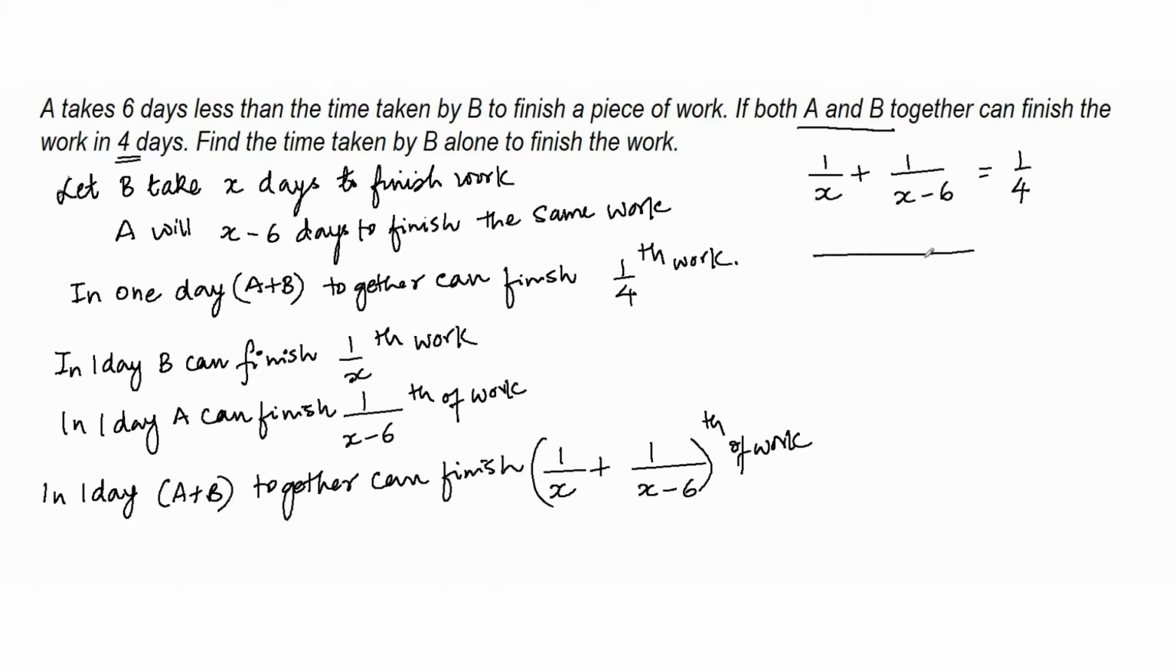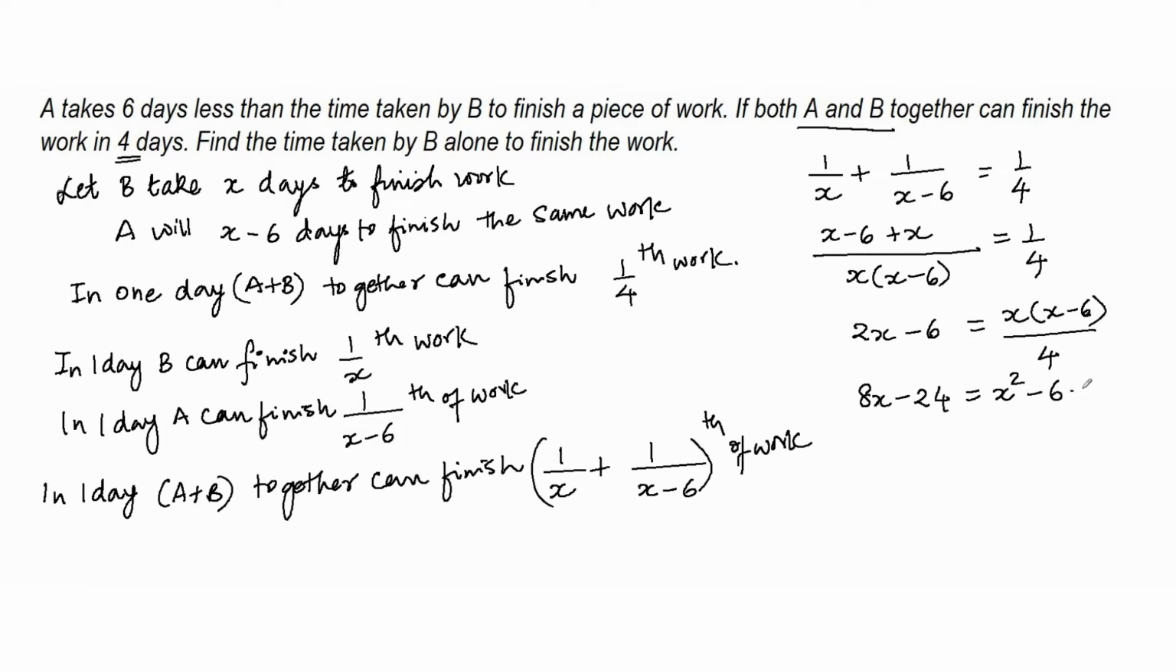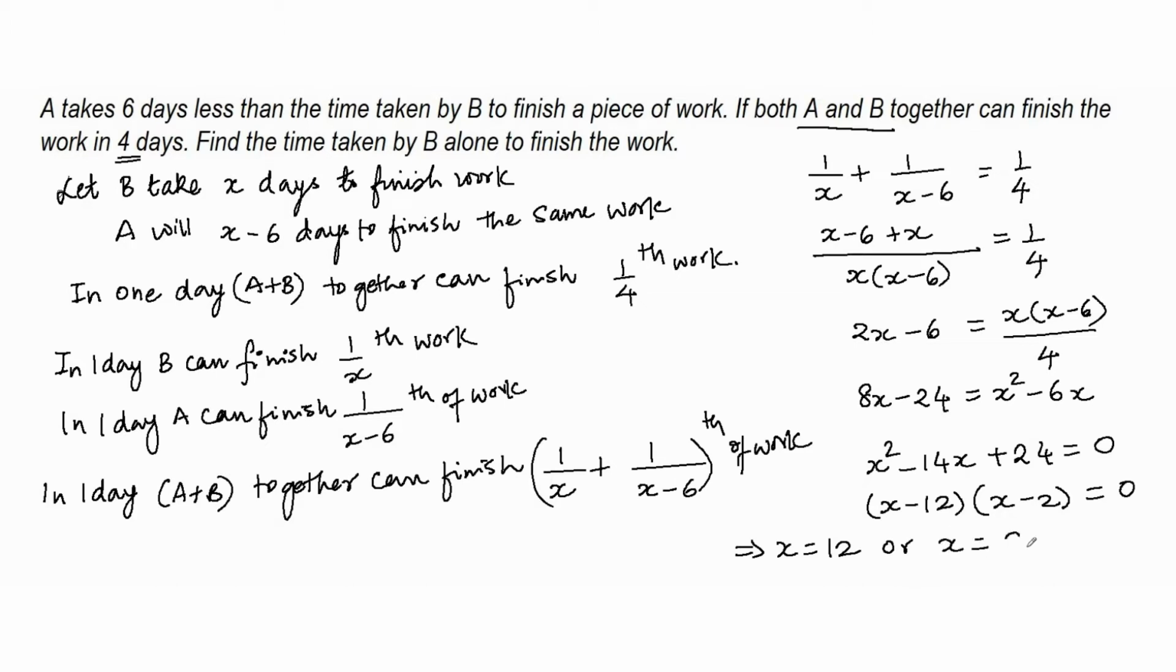Now I can take the LCM of x and x minus 6. It is x into x minus 6, and I can add the numerators as follows, is equal to 1/4, which means (2x minus 6) divided by x(x minus 6) equals 1/4. So 8x minus 24 is equal to x square minus 6x, which means the equation is x square minus 14x plus 24 is equal to 0. Now I can of course factorize this, and the answer is going to be (x minus 12)(x minus 2) is equal to 0, which means x is either positive 12 or x is equal to positive 2.